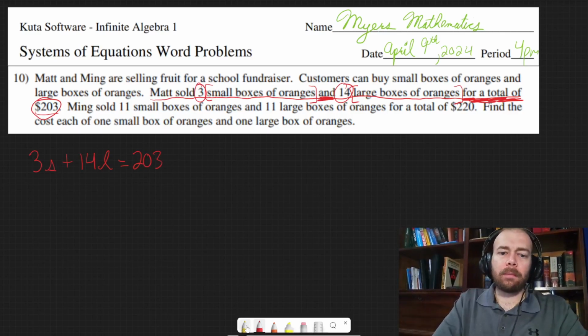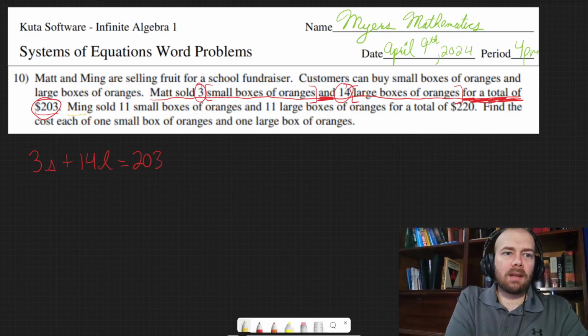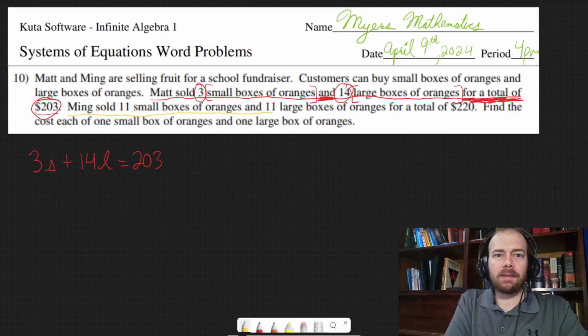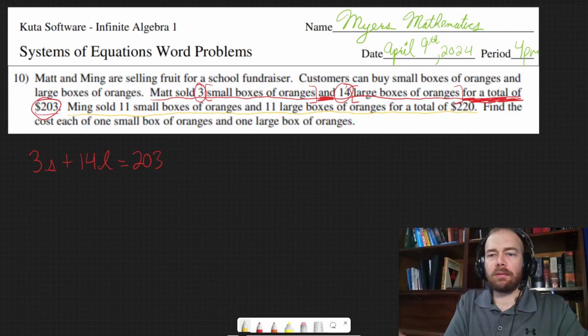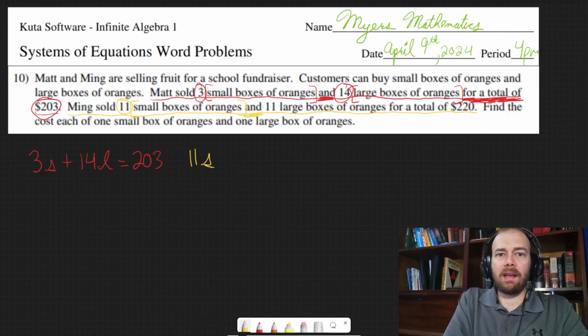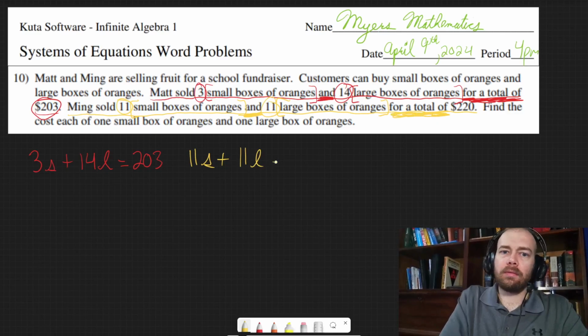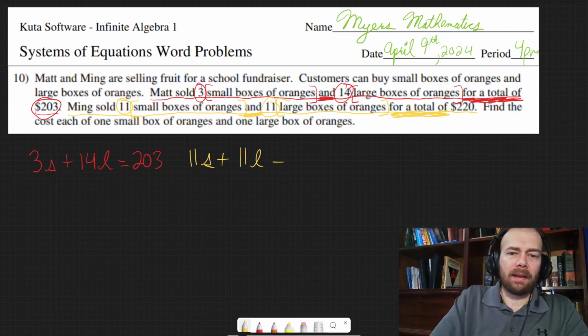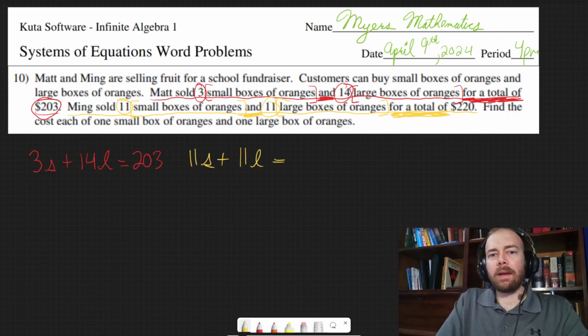Now let's get the second one. Ming sold 11 small boxes of oranges, 11 large boxes for a total of 220. Okay, let's break this down. 11 small boxes of oranges, so S, and means plus, 11 again, large boxes of oranges, for a total of equals. Oh, that's a bad equal sign. Let's try that again. That's better. Okay.